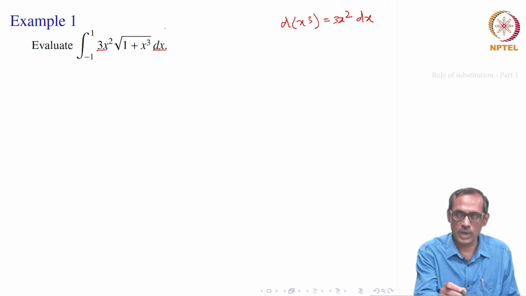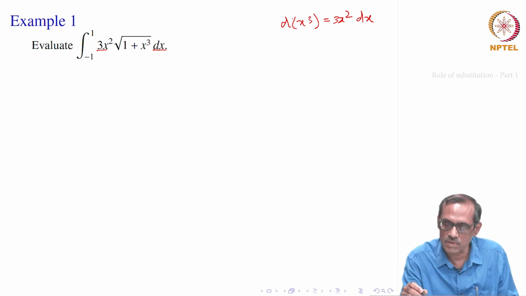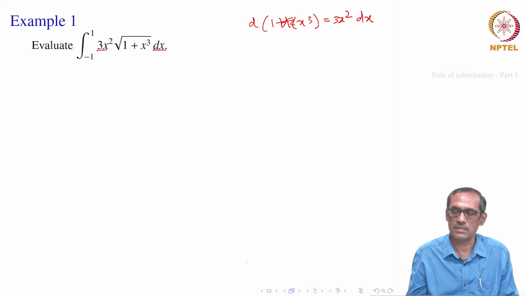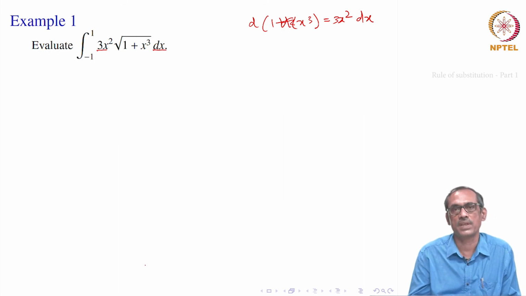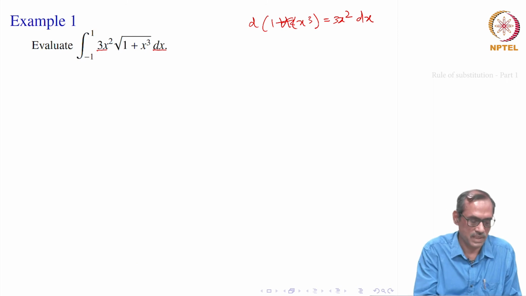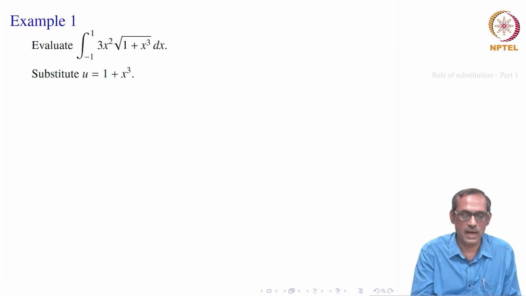Also it is the square root of 1 plus x cubed. So, the derivative of 1 is also 0. So, instead of x cubed, we could have considered d of 1 plus x cubed, fine. So, 3x square dx can be thought of as d of 1 plus x cubed. So, it looks like if we substitute u equal to 1 plus x cubed and apply the rule of substitution, that would help us to integrate. Okay. So, let us try that.